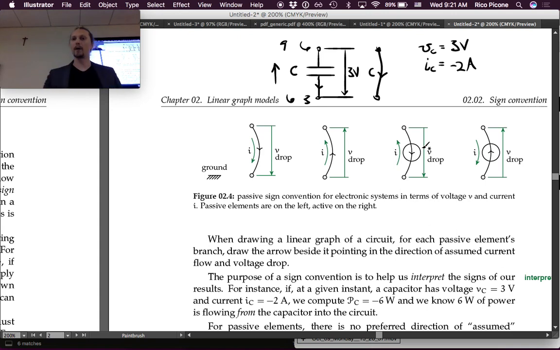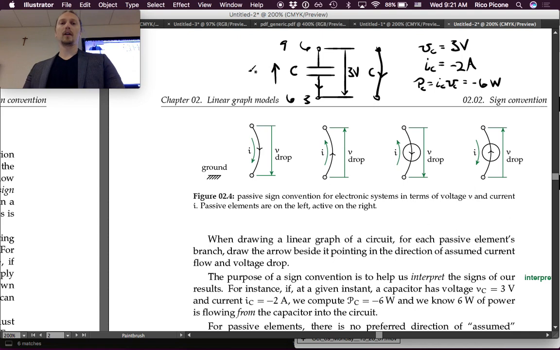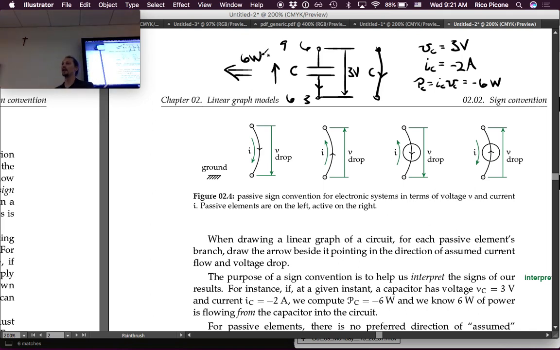And if we compute the power, then we take the product of the two, right? We get negative 6, not amps, watts, right? So that is power. You could think of power leaving this capacitor is 6 watts. So maybe you've charged up the capacitor, and now you're discharging it into the circuit.